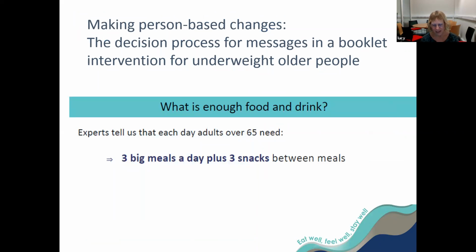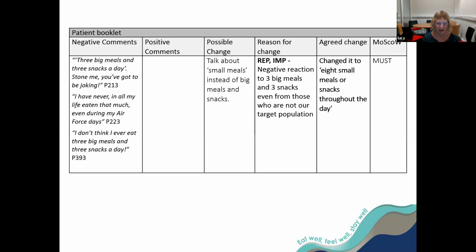And so to give you an illustration, for example, we were trying to get the message right in a booklet, because this isn't all digital interventions. This was a booklet for underweight older people. And we were trying to advise them to have 3 big meals a day plus 3 snacks. And we found through our Think Aloud interviews, which we put into the table, people were saying things like, "3 big meals and 3 snacks a day. Stone me, you've got to be joking. I've never in my life eaten that much, even during my Air Force days."